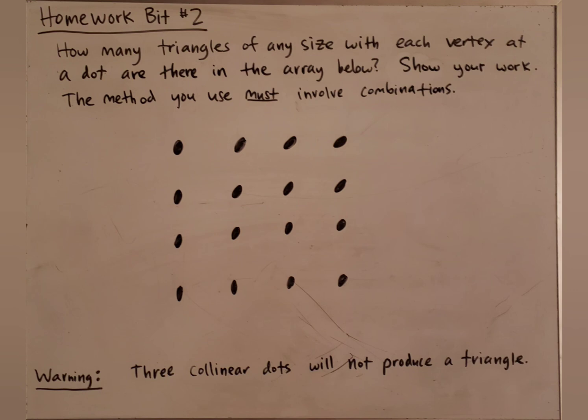Now the way that you arrive at your answer must involve combinations. And I have one warning. If you have a set of 3 points from this figure, but they all lie on the same line, or all 3 of them are collinear, that will produce a degenerate triangle, meaning that that will not count as a triangle. So make sure to consider that when you're finding your final answer.